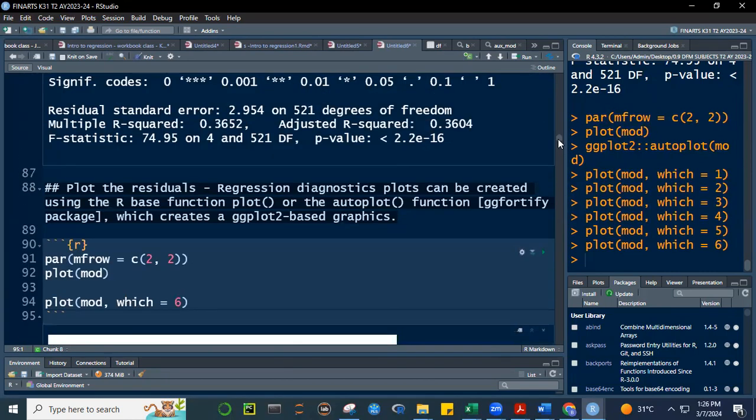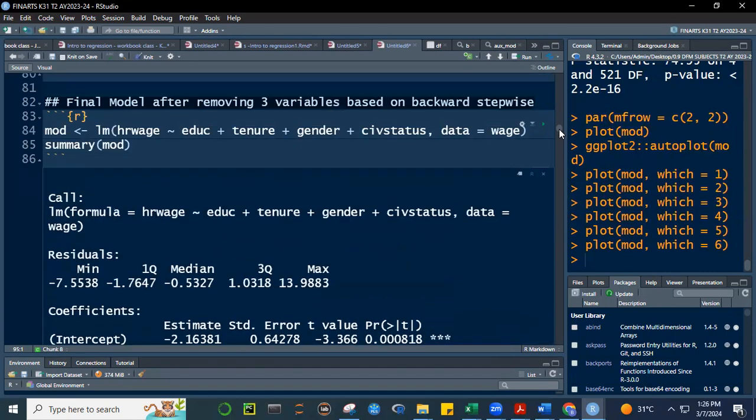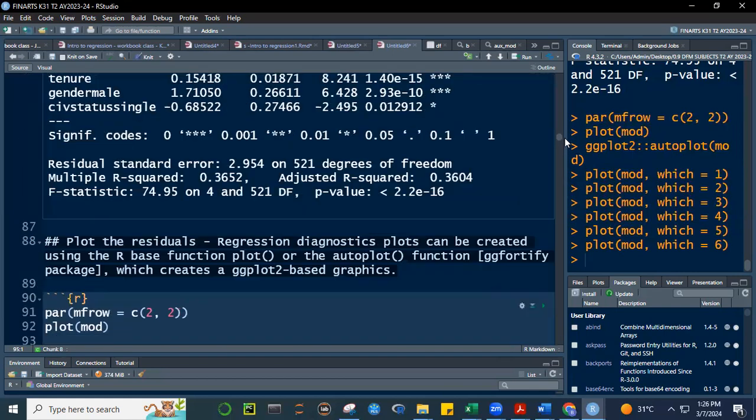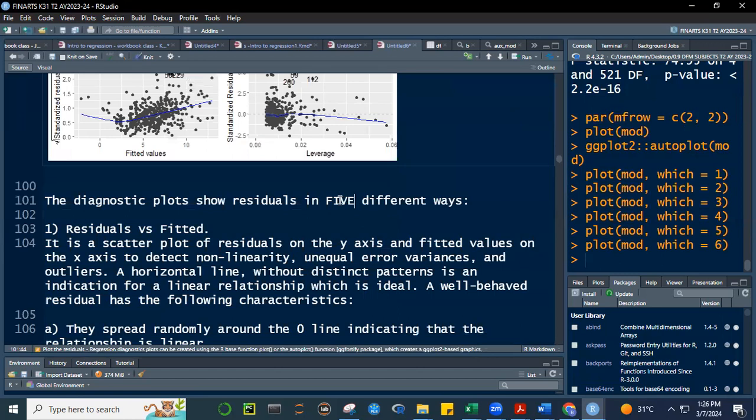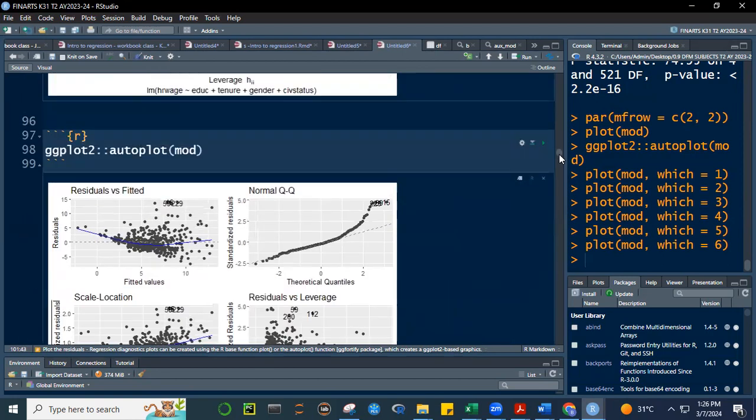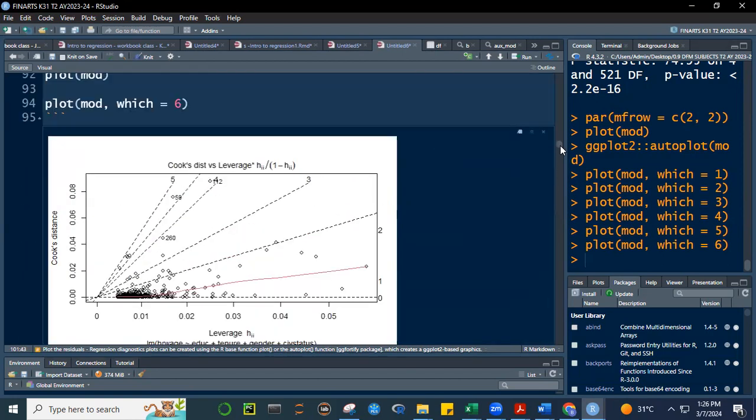There's a 6 pala, class, I'm sorry. I only put 5 here. So there should be 6 here. There's no 7. The 6 is related to number 4, the Cook's distance versus leverage.